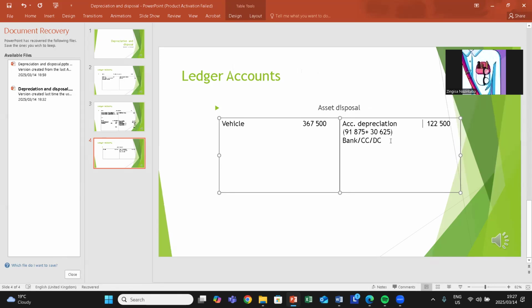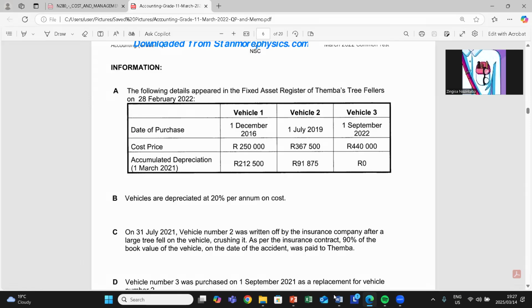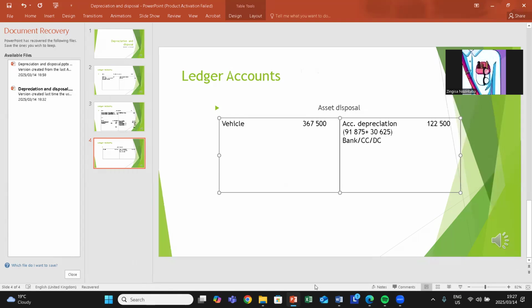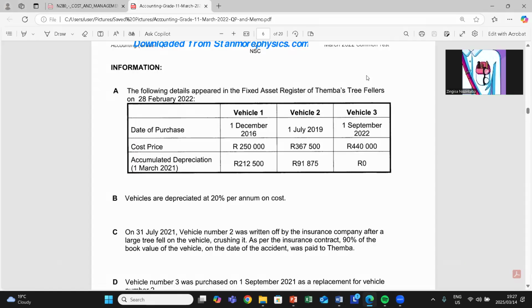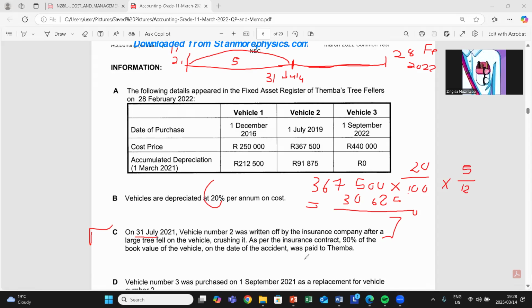And then let's complete our statement. Right now I think we are left with this part of the bank, creditors control or debtors control. Let's read our statement to understand it further. As per the insurance contract, that's the keyword you highlight. As per the insurance contract, 90% of the book value of the vehicle on the date of the accident was paid to tender.